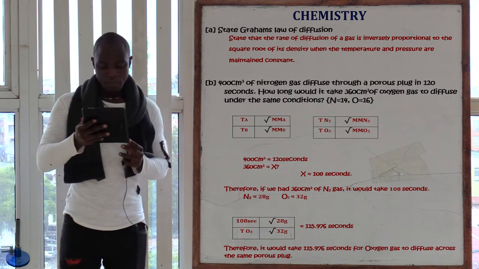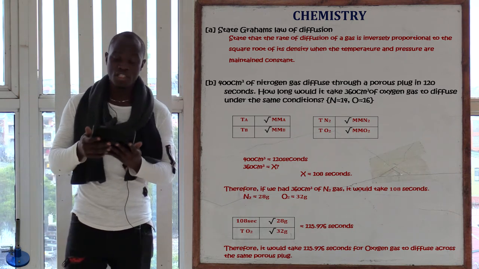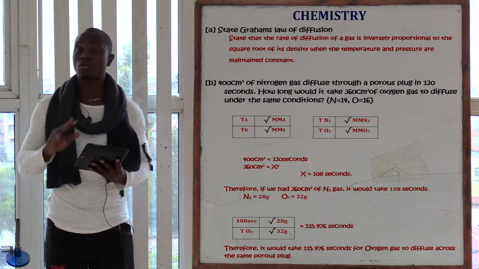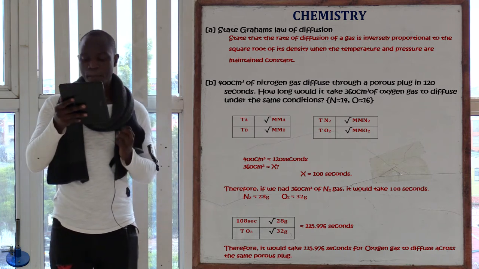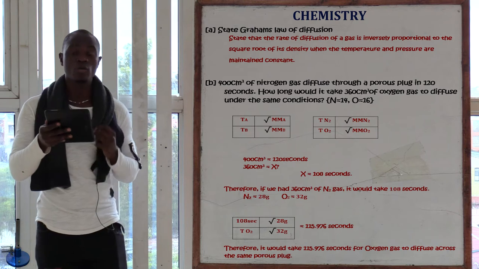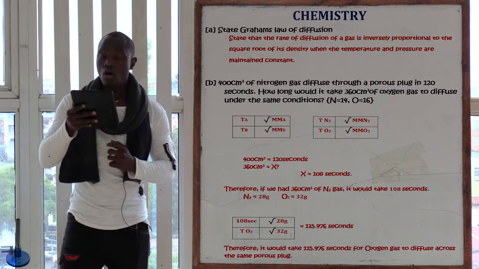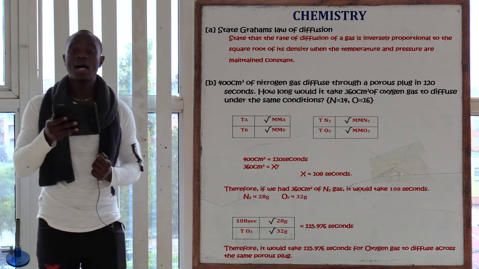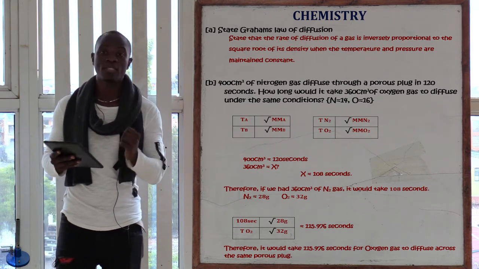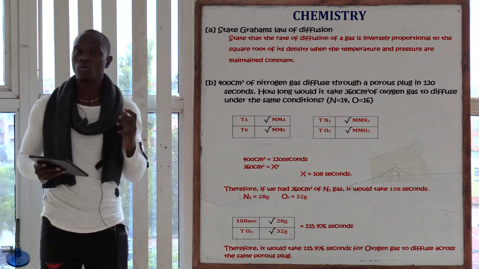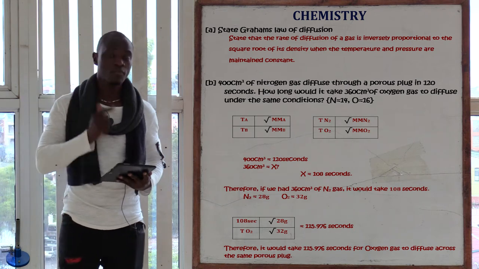Part B was asking about 400 centimeters cubed of nitrogen gas. So take note, this is nitrogen gas, not nitrogen atom. So 400 centimeters cubed of nitrogen gas diffused through a porous plug in 120 seconds. How long would it take 360 centimeters cubed of oxygen gas to diffuse under the same conditions?